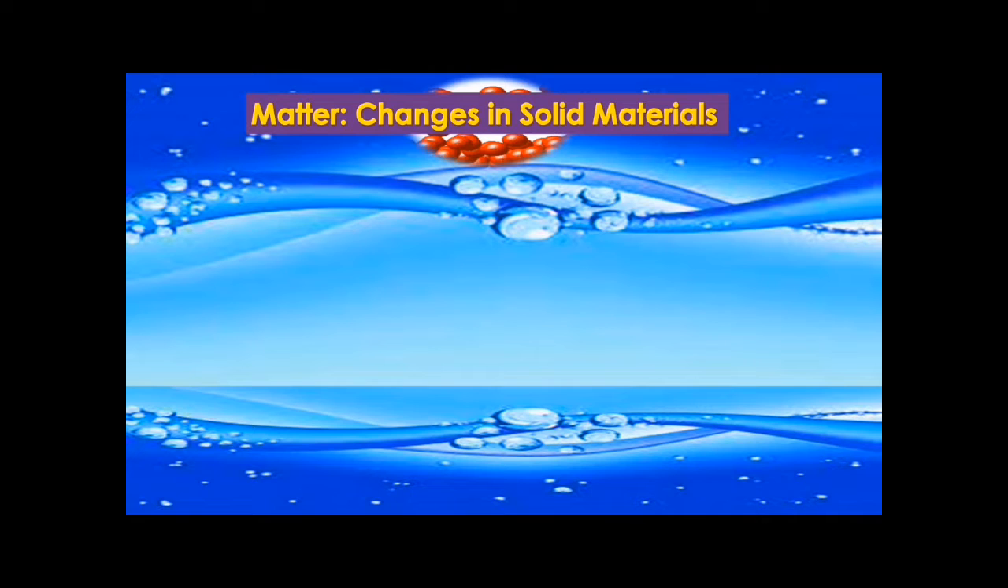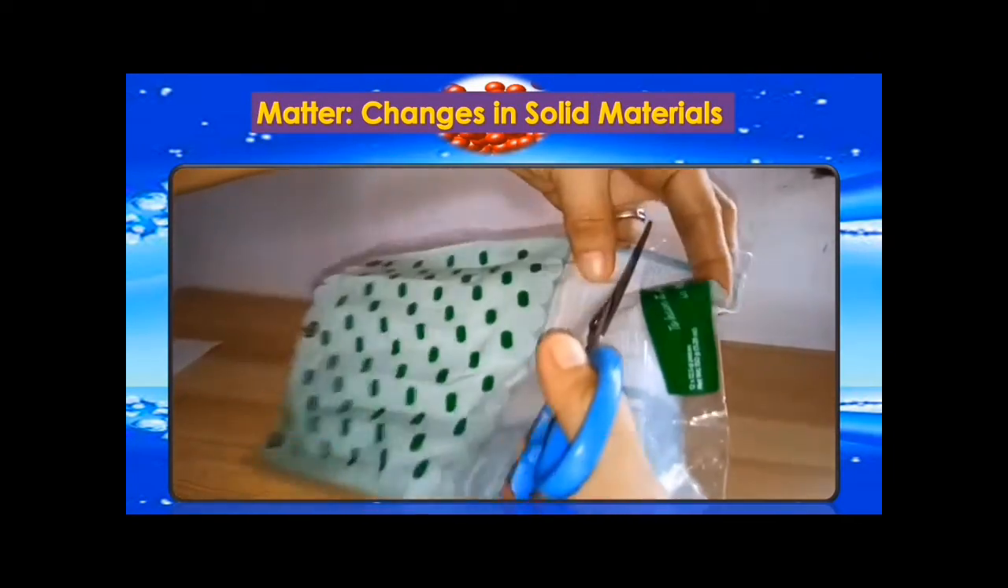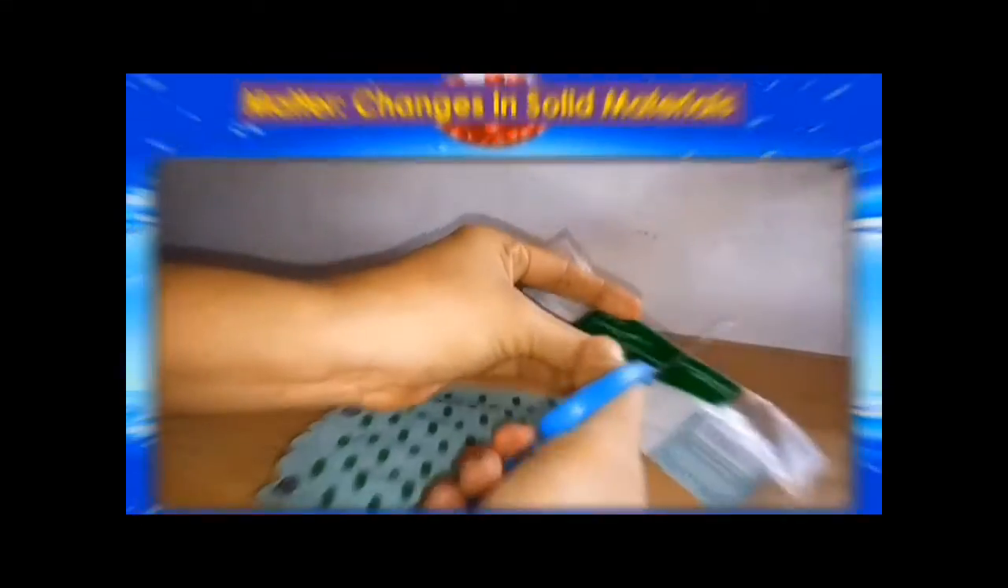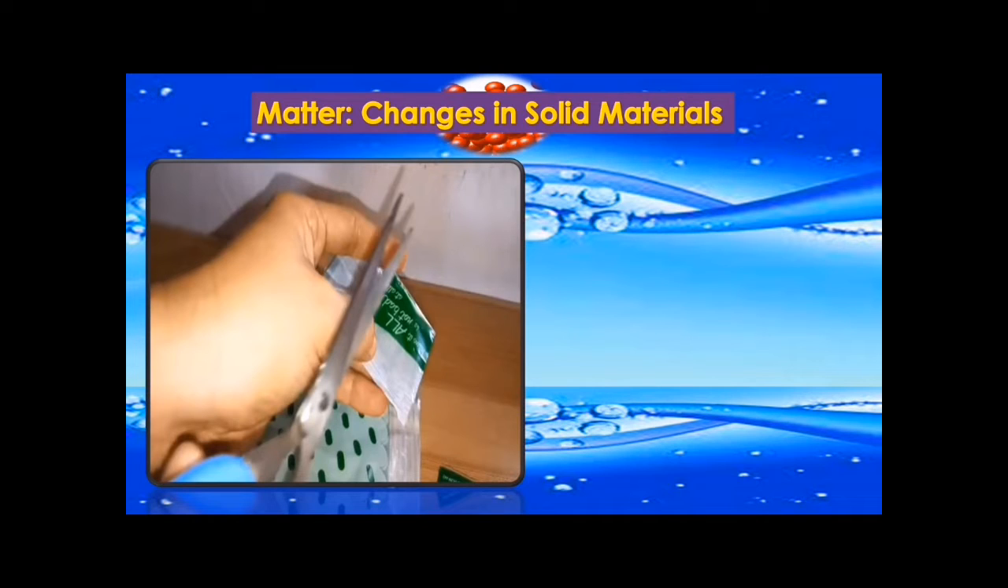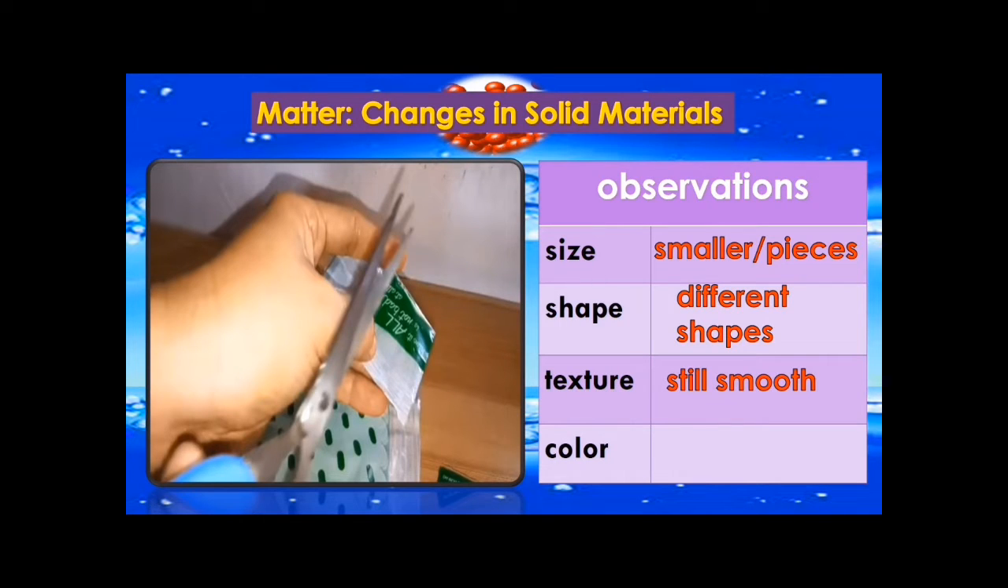Now let's have other solid materials. We have here a plastic bag and a piece of paper. Let us observe how these materials change when they are cut by a scissor. Now what happened to the plastic bag after it was cut by a scissor? Did it change its size? Right, the plastic bag became smaller or turned into pieces. Is there a change in its shape? Correct, it changed into different shapes. What about its texture? Right, the texture is still smooth. Did it change its color? You're right, the color is still the same.